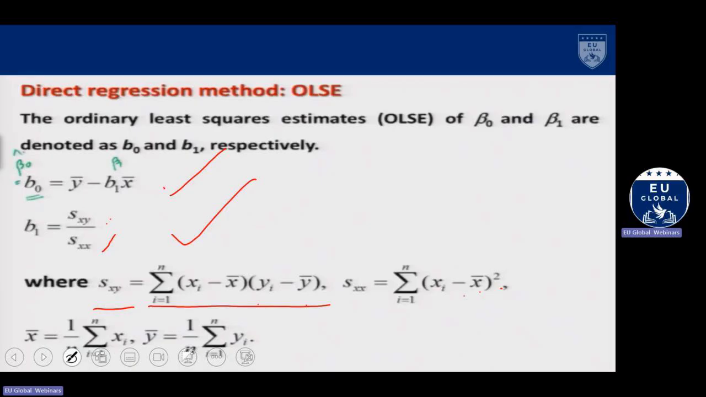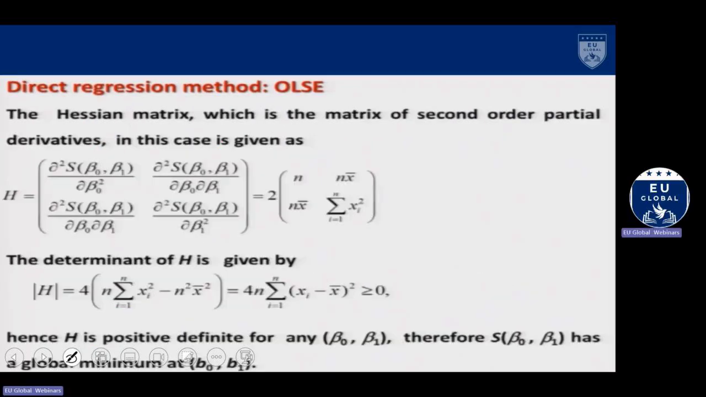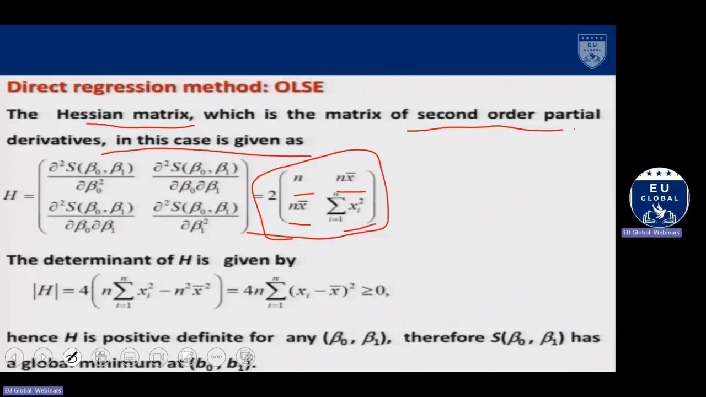summation of yi. So again, we have used a second order partial derivative by using a Hessian matrix. And in this, we have basically found the second order derivative. So here we have got n over here, this is n x bar, and summation of x square. Next, we are going to find out the determinant. So this will be the value for the determinant.